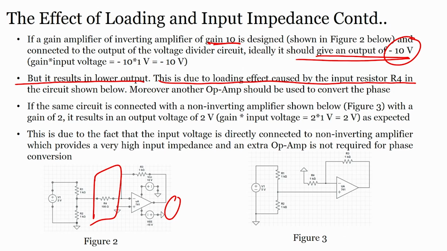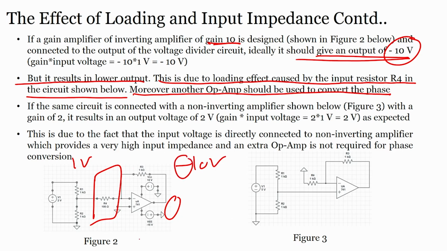So, we can see here that it is a lower output, due to the loading effect caused by the input resistor R4 in the circuit shown below. Moreover, another op amp should be used to convert the phase. Why? Because here is 1 volt, here is minus 10 volts. We do not require minus 10, we require plus 10. If you require plus 10, again an op amp is used to convert your phase back to its positive value. So, another op amp is required, that is okay.